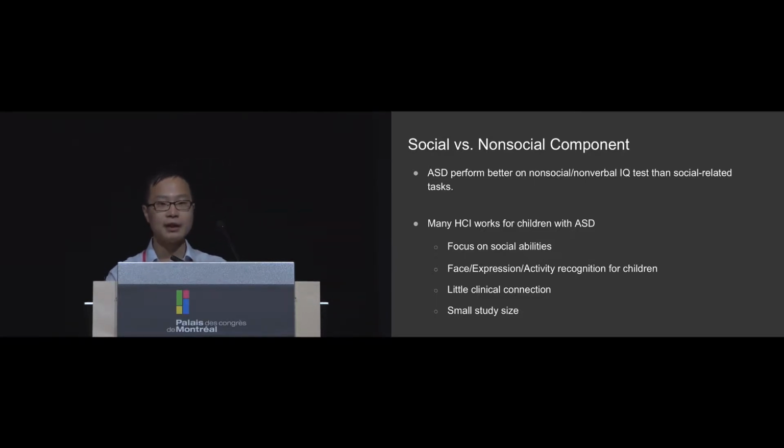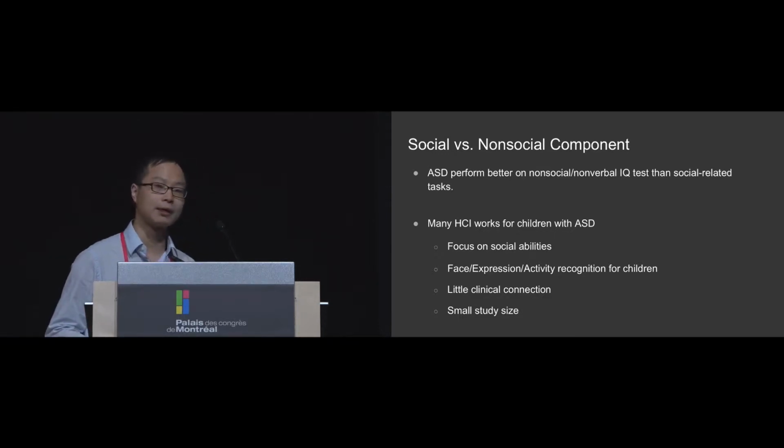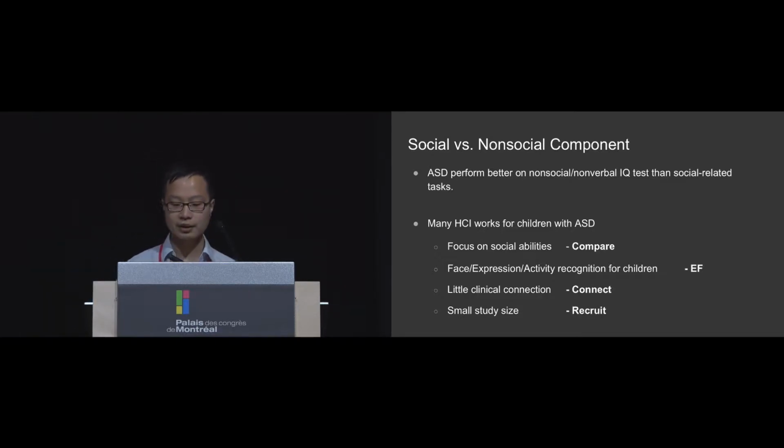Moreover, many previous HCI works focus only on the social aspect of the EF skills or the social deficits. For instance, they have face recognition, expression recognition, activity recognition, and maybe some storytelling for children with autism. Usually they have little connection with the clinical background, and usually they have a small sample size between 10 and 30 children. In this study, we want to compare both the social part and the non-social part of autism, specifically for the EF skills. We also want to connect to a strong clinical background and recruit a large sample size.